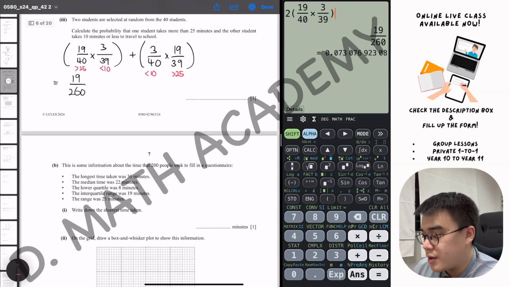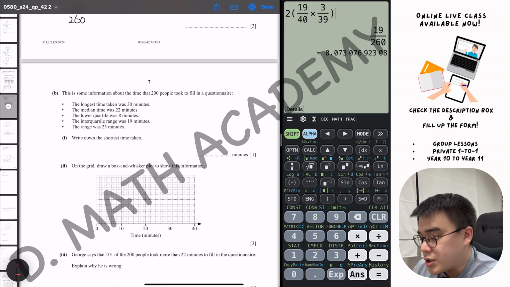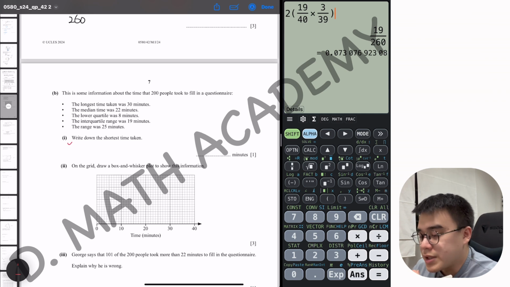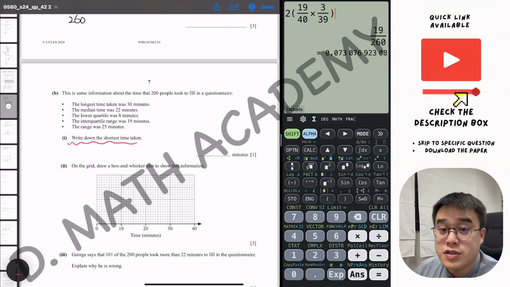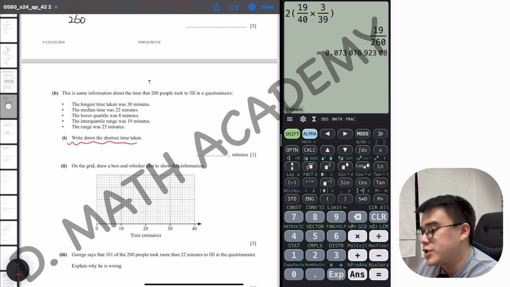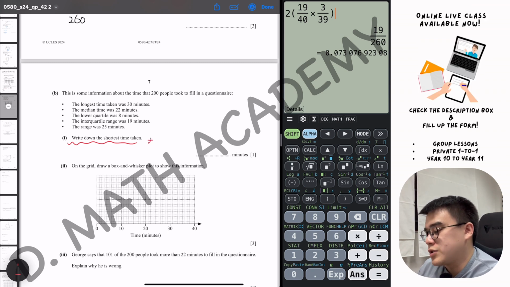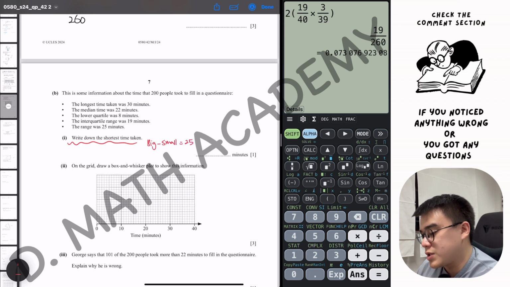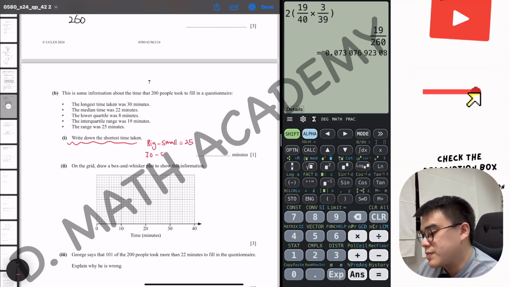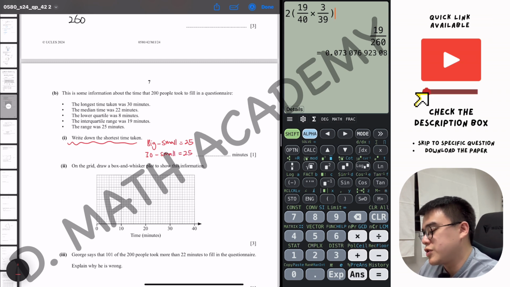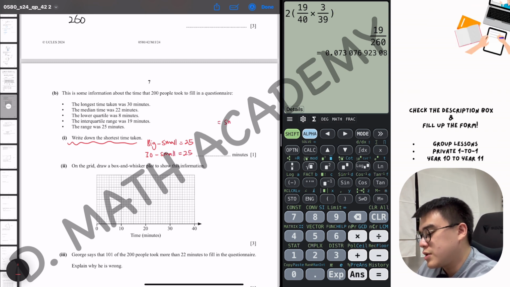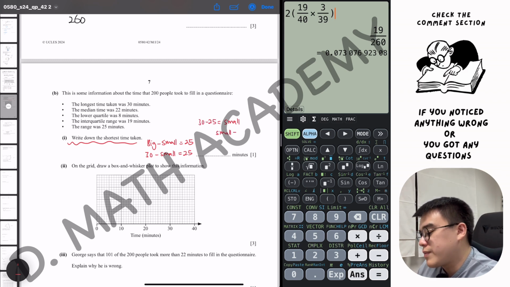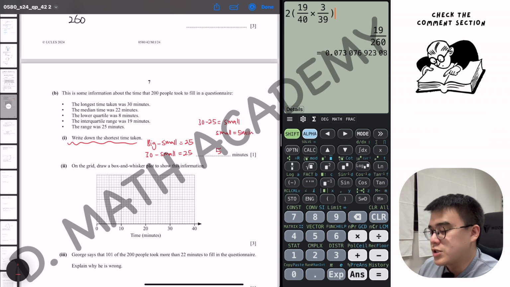Moving on to question B, they ask us the shortest time taken. The shortest time was hidden from us by using the term range, and they gave us the longest. If you remember, range is basically big minus small, equals 25. The biggest number was 30. So to find the smallest possible time, small will be shifted to the back, and 30 minus 25 gets the small, which is 5 minutes. This is how you find the answer here.